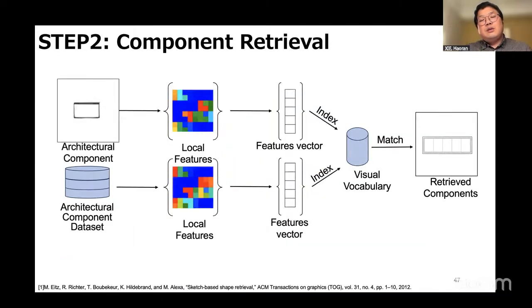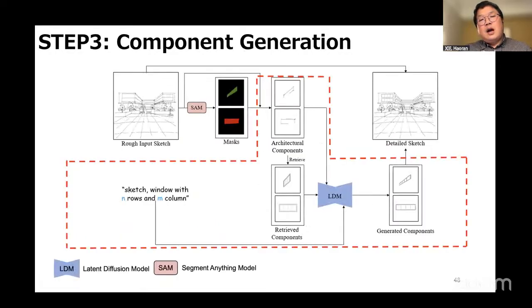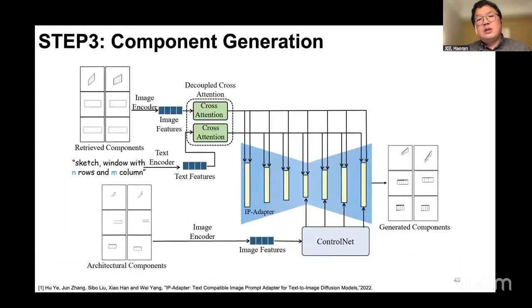That means we use sketch-based retrieval, which is a famous work in SIGGRAPH 9 years ago. We compare the features of the input sketch and the dataset, so we can get the retrieved components. After that, from each component we generate the suitable component for the detailed sketch.